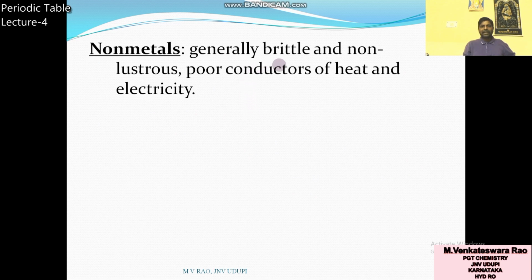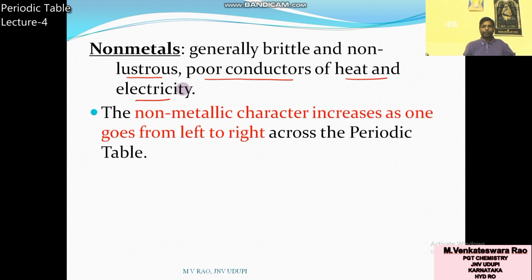Non-metals are generally brittle and non-lustrous. Poor conductors of heat and electricity. They have low melting point and boiling point. The non-metallic character increases as one goes from left to right across the periodic table. You remember RNA, DNA like this. R N A, right side of the periodic table, non-metals are present.